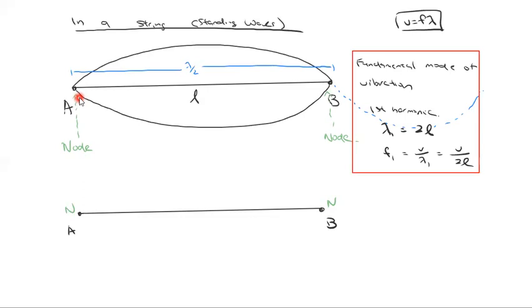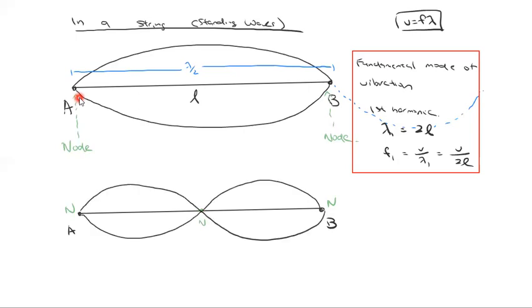Now, the fact that we talked about first harmonic suggests there might be multiple more harmonics, and that is true. Because I could have a node in the middle. I could have a wave that looks like this. Now that means A and B are still nodes. Now this is called your second harmonic. And this lambda 2, you can probably see, is just going to equal L, because you can see that this is just lambda.